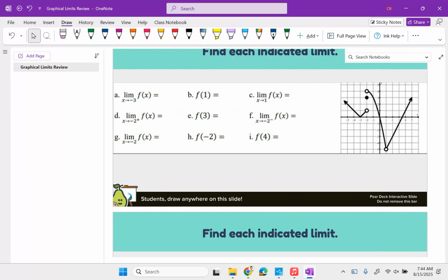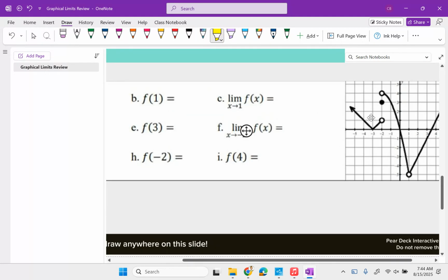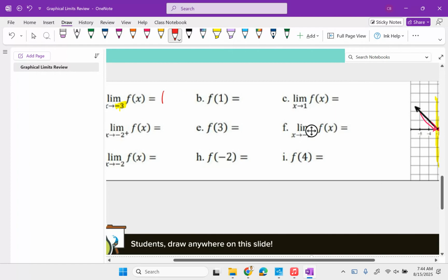All right, so the first one here, what's my x value that we're approaching, everybody? -3. Okay, so -3 is here. I'm looking from the left, what y value am I going to? 0. From the right, what y value am I going to? 0. So my overall is 0.